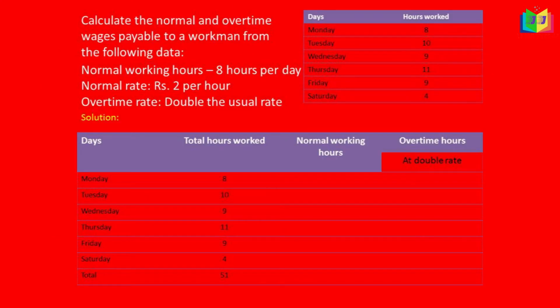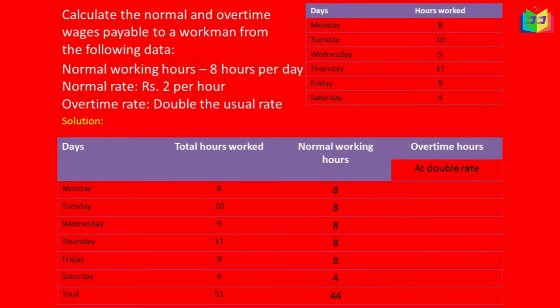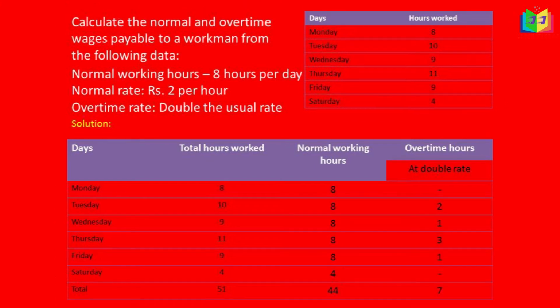First we have to write this in this format, that is the days and total hours worked. This will be given in the problem, so I have written that. Next we have to write the normal working hours, and in this problem 8 hours per day is the normal working hours. Now we have to calculate the overtime hours, which is calculated based on the total hours worked. For Monday the total hours worked is 8 and the normal working hours is 8, so there are no overtime hours.